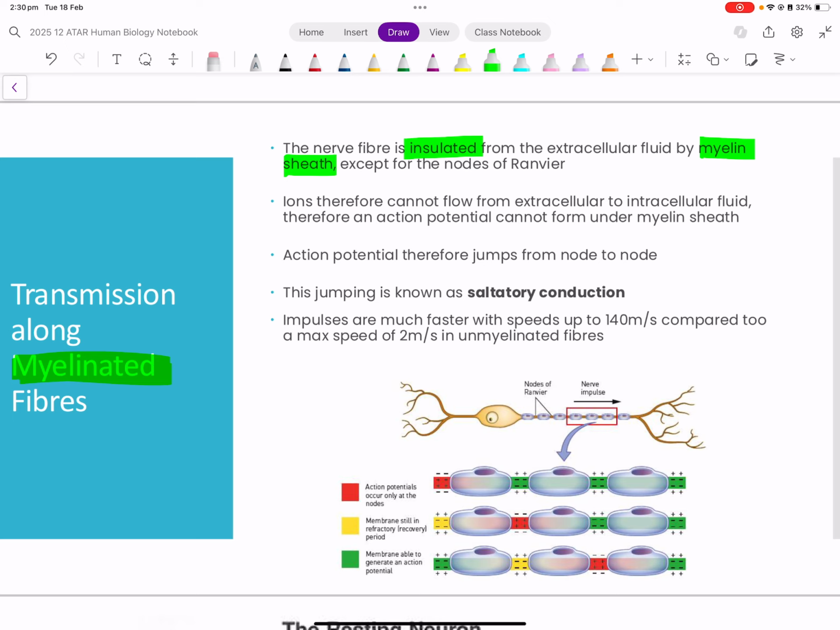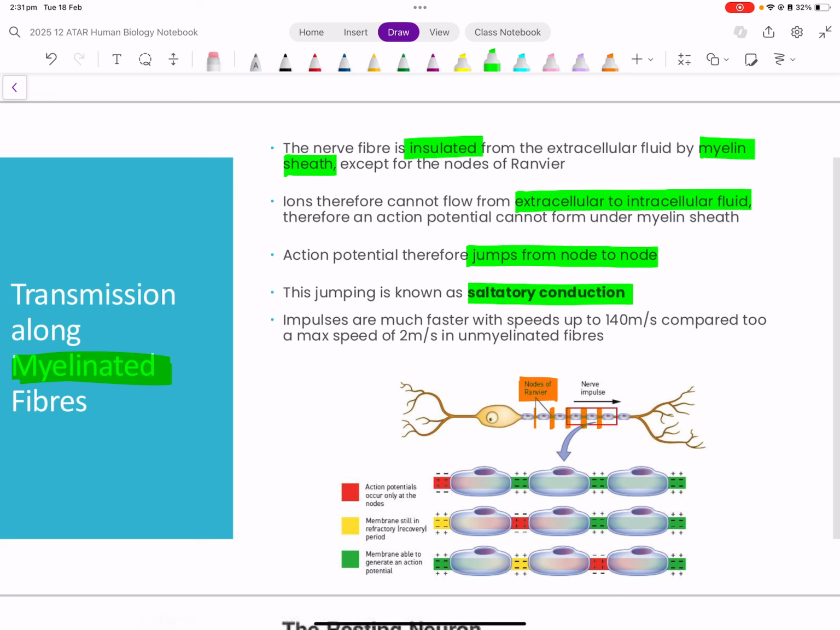If ions can't flow in from the extracellular to intracellular fluid because the myelin sheath is wrapping around it, it means that an action potential can't form there. So instead, the action potential jumps from one node of Ranvier to the next node of Ranvier. We can see the nodes of Ranvier represented on this diagram here. I'll highlight them in orange. These nodes of Ranvier are the only portion of the membrane which is exposed to both the intracellular and extracellular fluid. This jumping from node to node form of conduction is known as saltatory conduction.